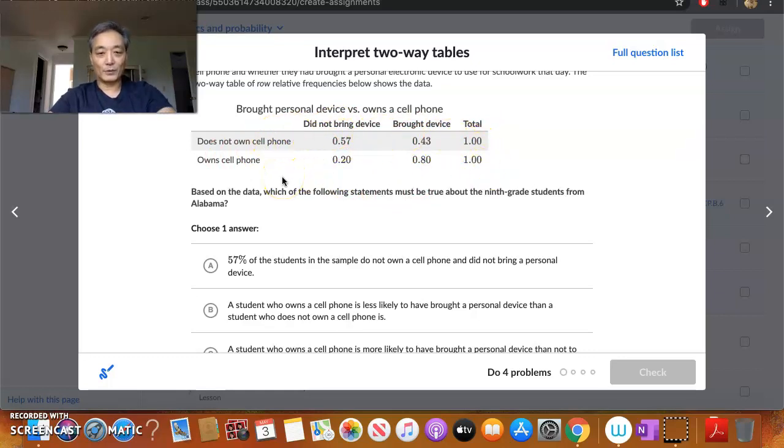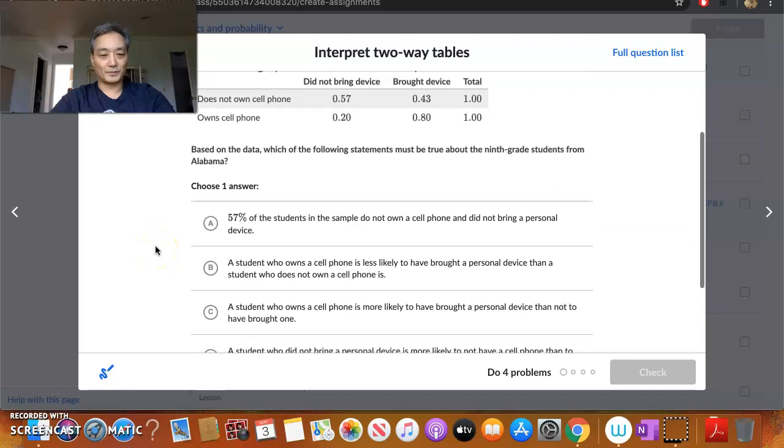All right, now that we understand that, same thing over here. If you were going to add up the students who brought the devices, well, those who do not own a cell phone are 0.43, but those who do own it are 0.8. So that's not going to add up to 1, right? That's 1.23, which makes no sense. So again, it doesn't make any sense for us to make any sort of inferences using the columns. All right, now let's go to the choices.